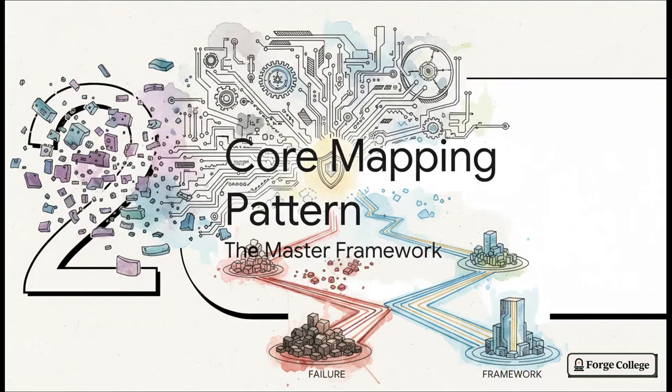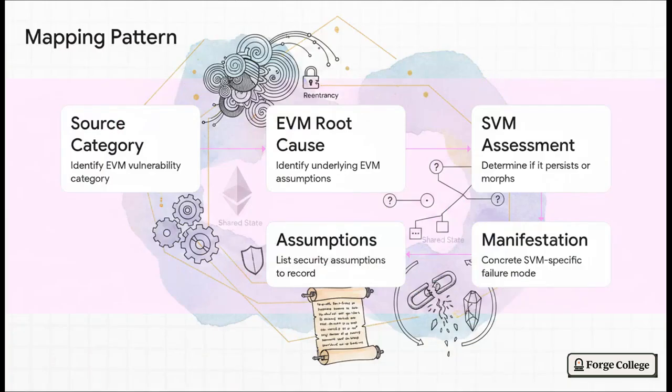Section 2. The core mapping pattern. The master framework. Because direct one-to-one translations of vulnerabilities usually fail miserably, we need a reliable framework. And here it is, this 5-step mapping pattern. Think of this as your absolute ultimate engineering flow chart.